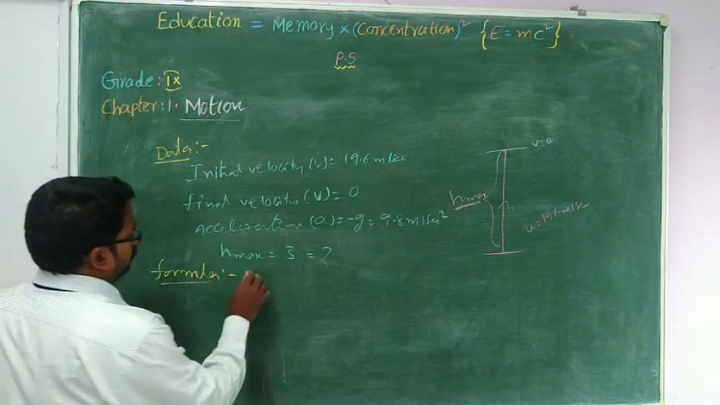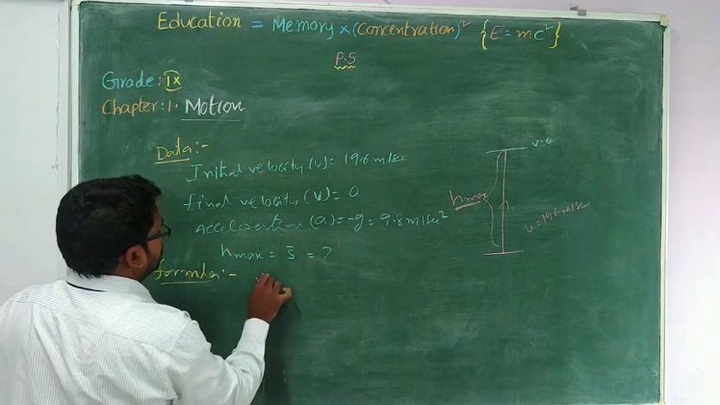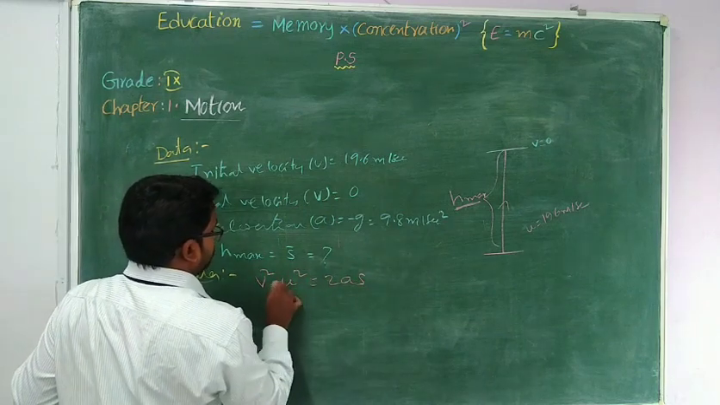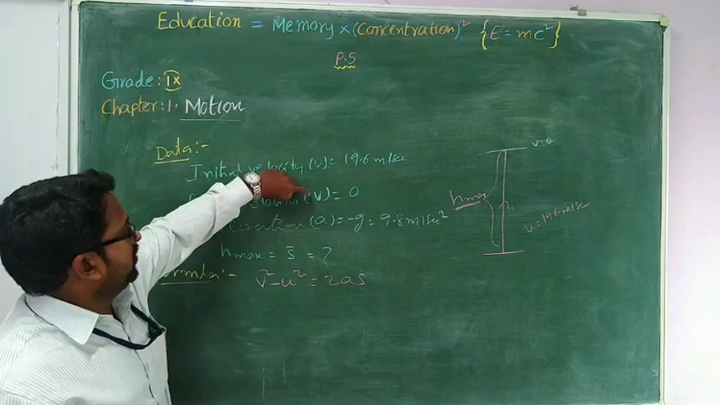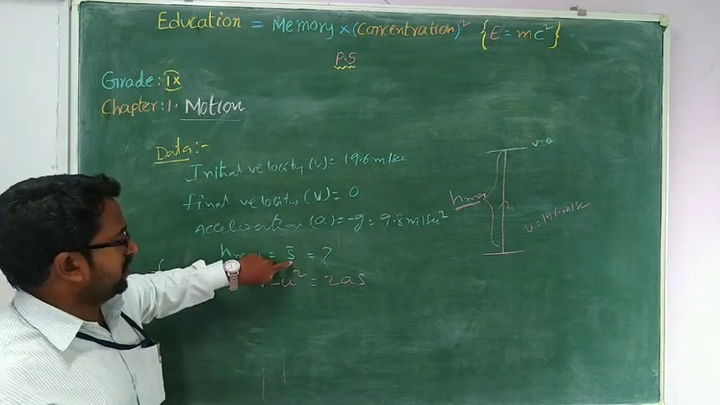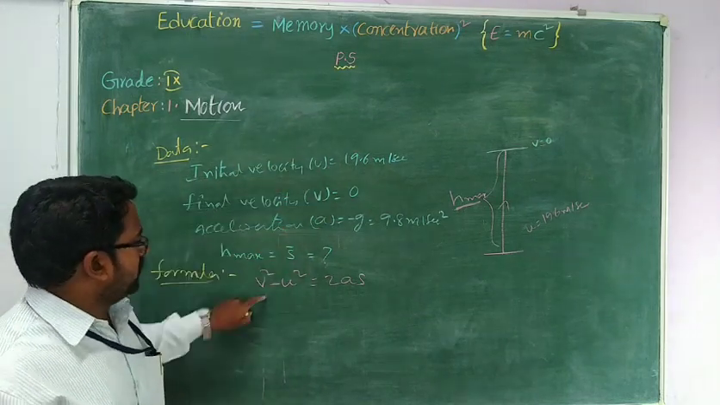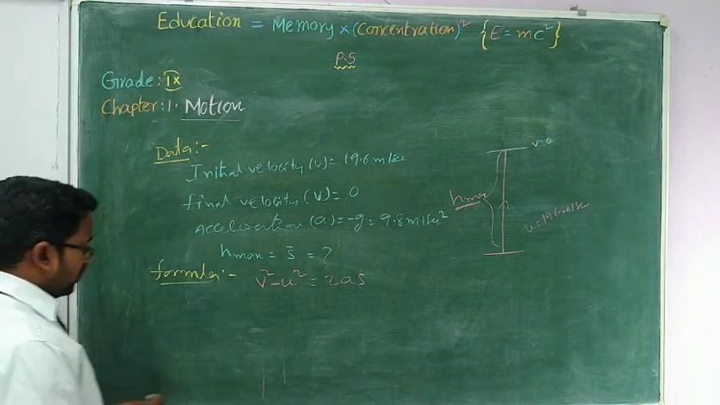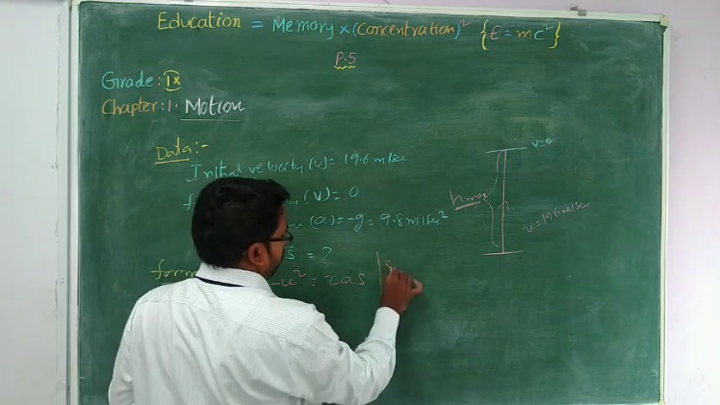S is equal to, of course, V squared minus U squared is equal to 2AS. Because what is the data we have? V is there, U is there, A is there, and we have to find S. What is the relation? V squared minus U squared is equal to 2AS. Then go for the solution.